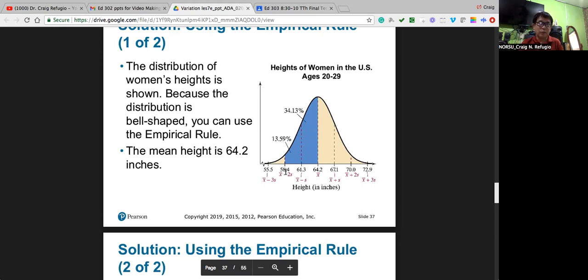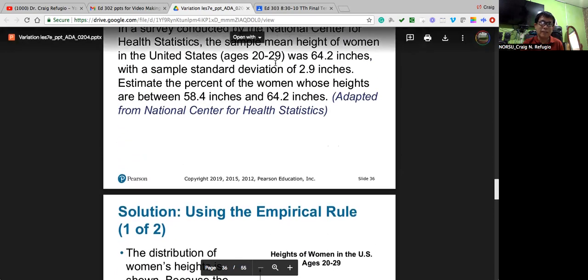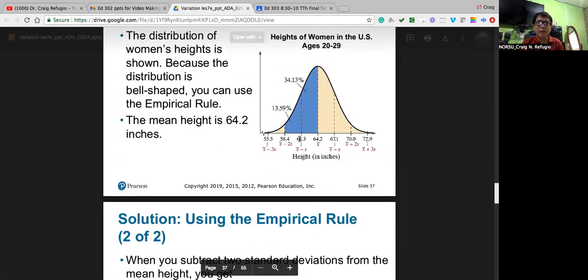Where do we get the 2.9? The given standard deviation. Then 58.4 minus 2.9 will give you 55.5. So going to the left, it's actually the mean minus the standard deviation. Again, 64.2 minus 2.9 is 61.3, 61.3 minus 2.9 is 58.4, and 58.4 minus 2.9 is 55.5.